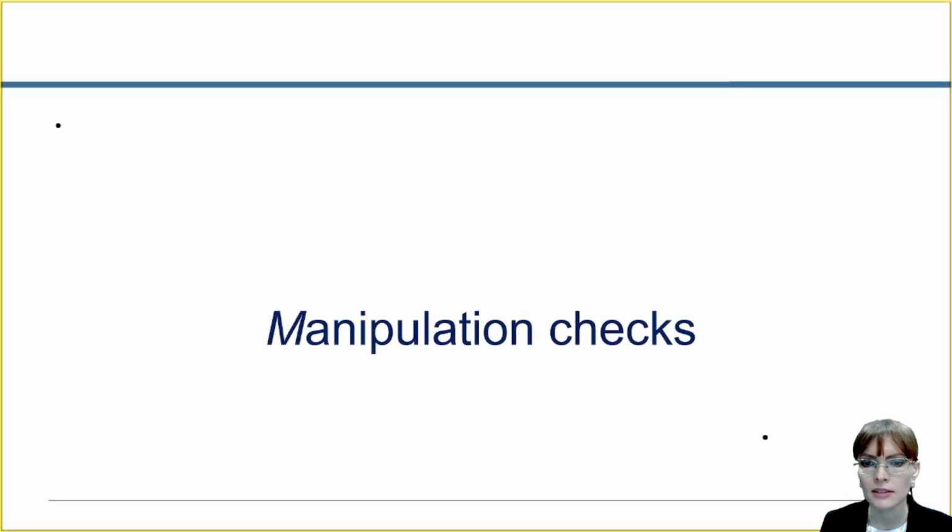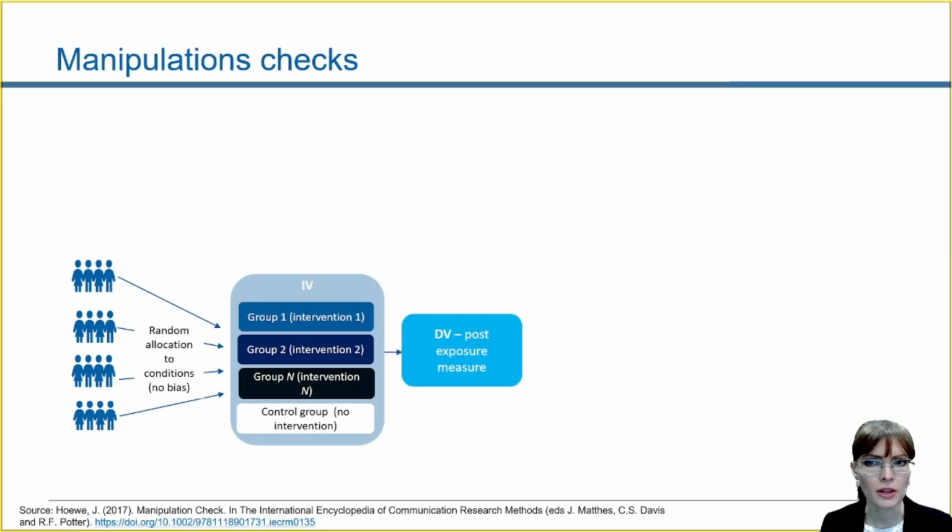Let's first look at the manipulation checks. To contextualize the manipulation checks and explain what they are, let's have a look at this example. Let's say we have 3 manipulations, 3 interventions, and the control group, and after our participants have been exposed to them, we are measuring our dependent variable. Since I'm a big fan of random allocation of participants to your experimental groups, we are taking this perspective because we are trying to minimize researchers' bias during the allocation of the participants to our groups.